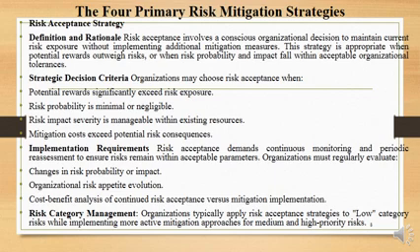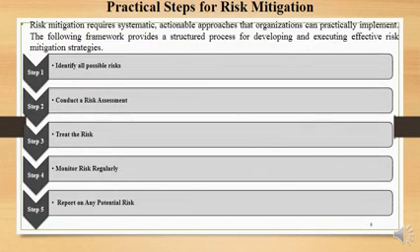Risk category management. Organizations typically apply risk acceptance strategies to low category risks while implementing more active mitigation approaches for medium and high priority risks. Practical steps for risk mitigation: one, identify all possible risks; two, conduct a risk assessment; three, treat the risks; four, monitor risks regularly; five, report on any potential risks.